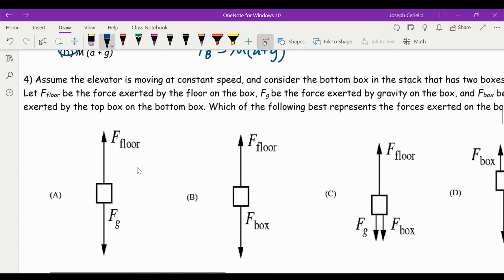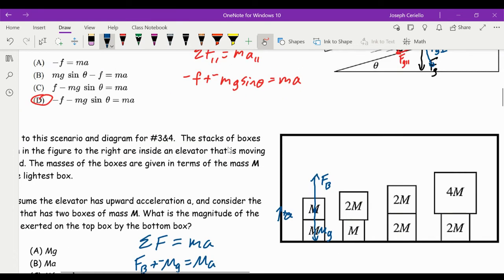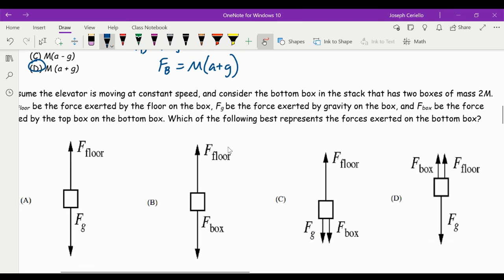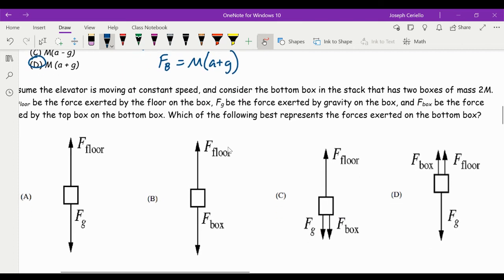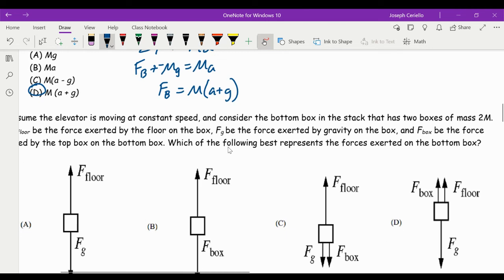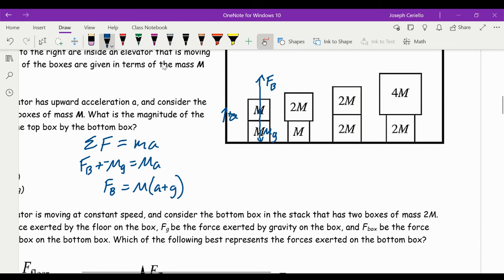For this next one here, we are looking at the two boxes of mass m2. So we're looking at the third one. Which of the following best represents the forces exerted on the bottom box? This is at constant speed, so we know that all of the forces have to cancel out now. So let's look at the bottom box. The bottom box here, of course, still has a force of gravity acting on it. We could call it mg, or we'll just call it Fg for now. Think about what else is pushing on this box.